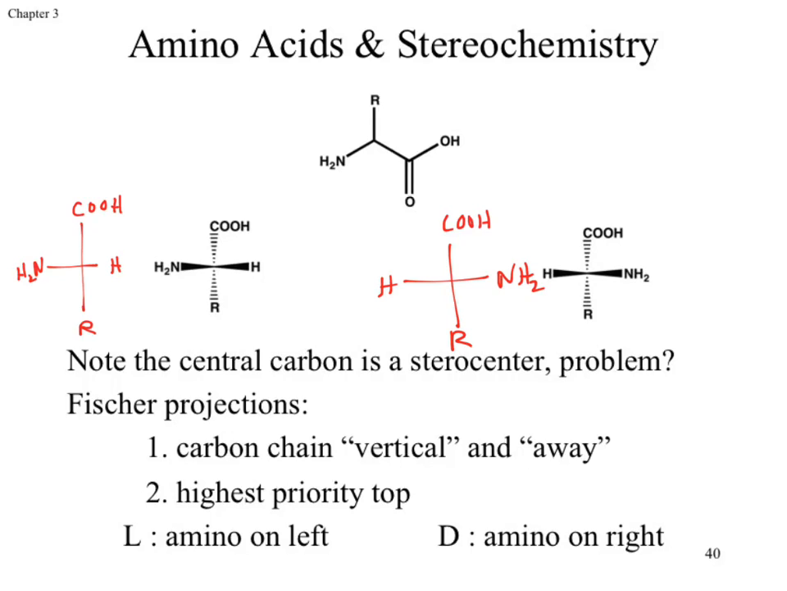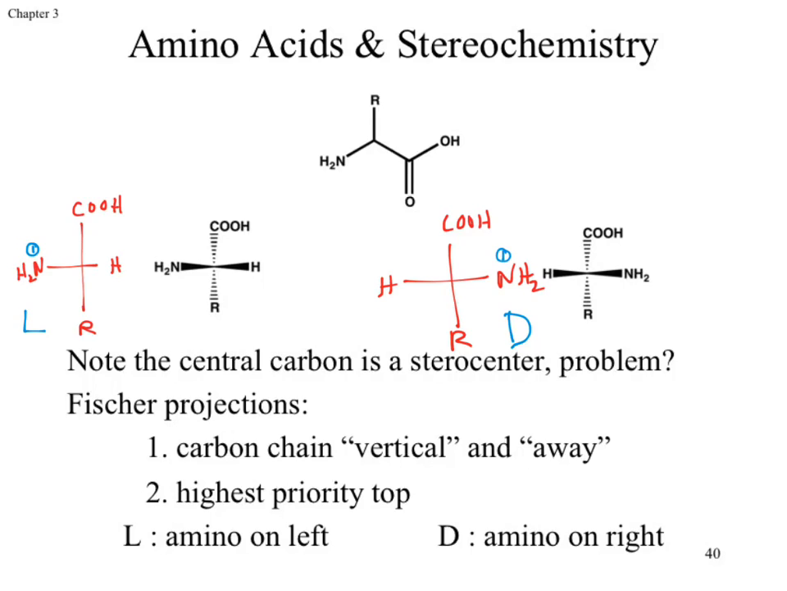Atomic, I don't remember. I'm pretty sure it's mass. Its atomic mass is bigger, which means it is a higher priority. If we look at the other structure, again, nitrogens are higher priority. Where's the nitrogen in our first structure? The left side of the structure. So we call that L. Move to our other amino acid. Where's the nitrogen? On the right side of the structure. We call that D.